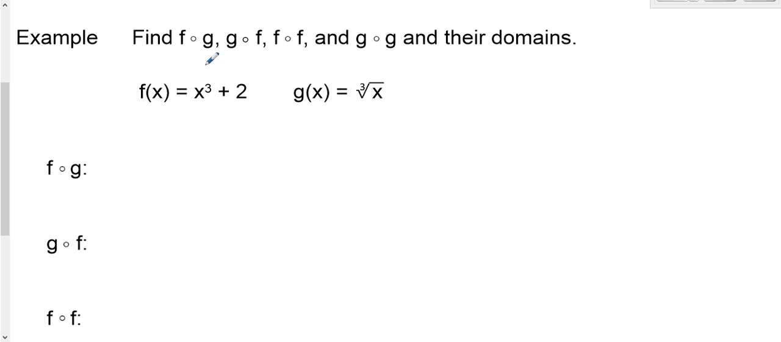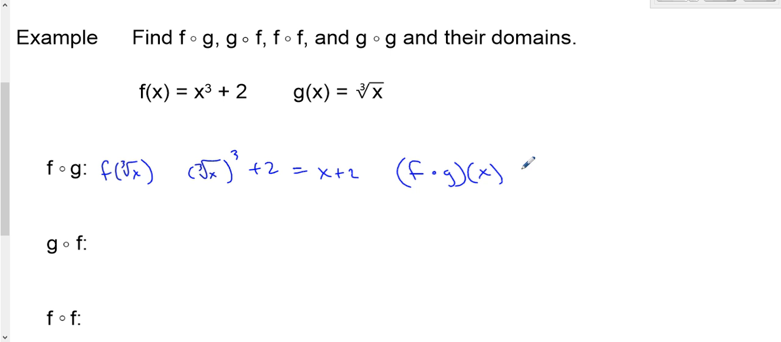So for f of g of x, we're going to take f of the cube root of x. We're going to take the cube root of x and plug it in for x. So we're going to take the cube root of x, cubed, plus 2. And the cube root of x cubed is just x, and we get plus 2. So f of g of x is equal to x plus 2.